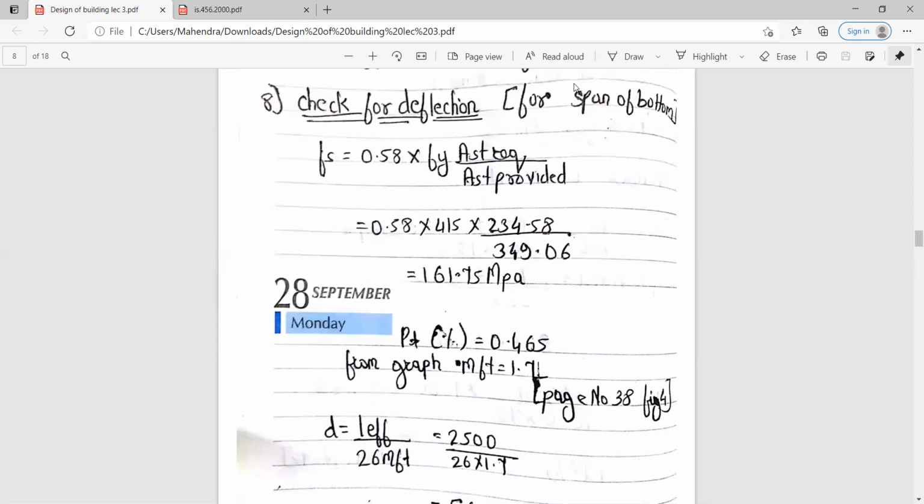So do this check. See whether you are also getting the same answers or not. If your IS code is also with you, it will be easy for you to take the values from that.